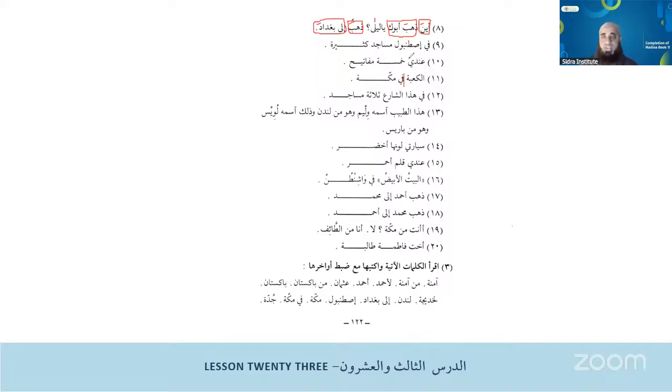في إسطنبول مساجد كثيرة. In Istanbul, there are many masjids. So where's the غير منصرف word here? We got two. Istanbul. So why is Istanbul غير منصرف? One is that it's alam, it's a proper noun, and the second one is that it's not an Arabic word. So that's why it will have fatha bila tanween, despite the fact it being in the state of jar.